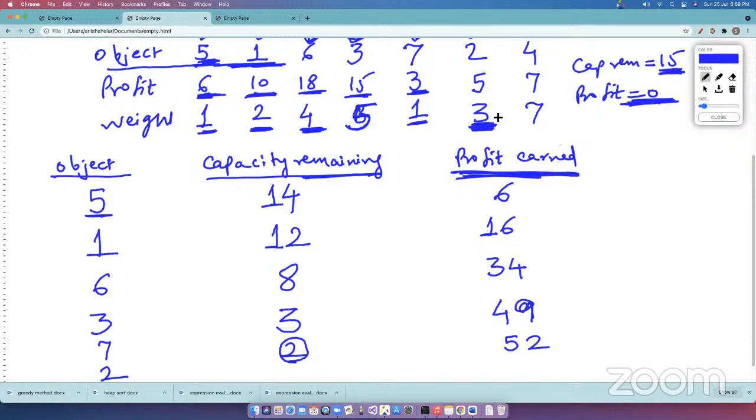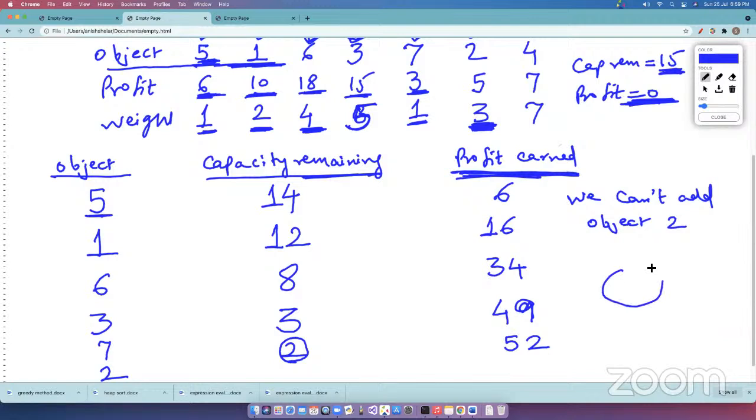You simply quit? No, not that way. Here comes the big point. Just check. We can't add object number 2. Why? Because the weight is 3, but the capacity remaining is 2. But what if you break this object? This object number 2 is having weight of 3. What if you break it into 2 pieces?